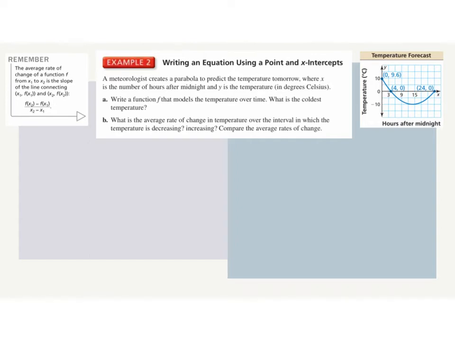So we need to write an equation using a point and X-intercepts. This says a meteorologist creates a parabola to predict the temperature tomorrow, where X is the number of hours after midnight and Y is the temperature in degrees Celsius. We need to write a function f that models the temperature over time and decide what is the coldest temperature. So first thing we need to do is write a function. So we need to come up with our equation.